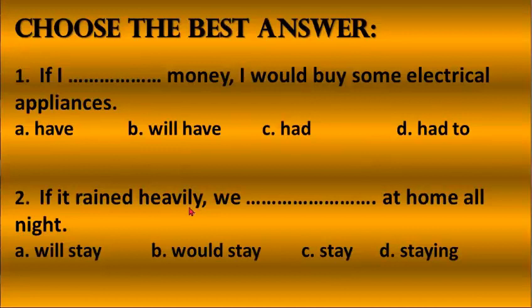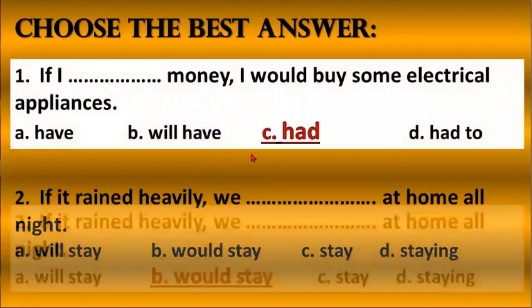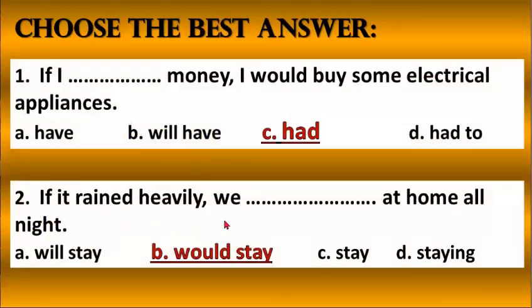If it rained heavily, if it rained, this is ed, it's past simple. So in the next part, we have to use will or would. Excellent. Be careful. If you have ed, we have to use would. So in the first sentence, if I had money, and in the second sentence, we would stay at home.